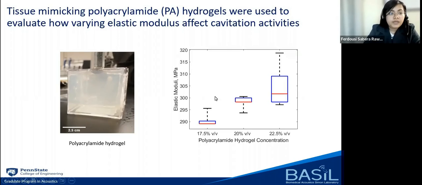For our study, we have used three different polyacrylamide concentrations to fabricate increasing levels of elastic modulus as shown in this plot. Using these three elastic modulus gels, we try to explore how changing elastic modulus affects bubble nuclei available for cavitation.